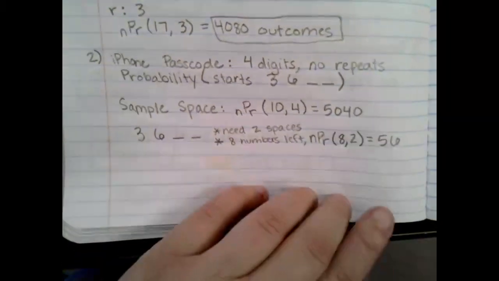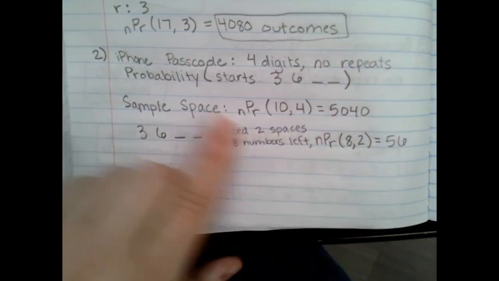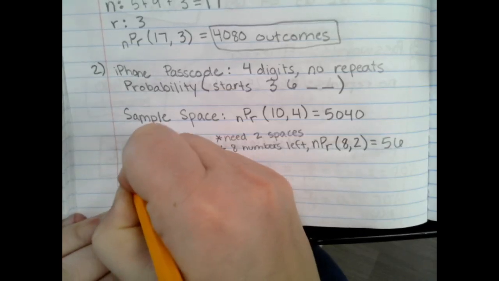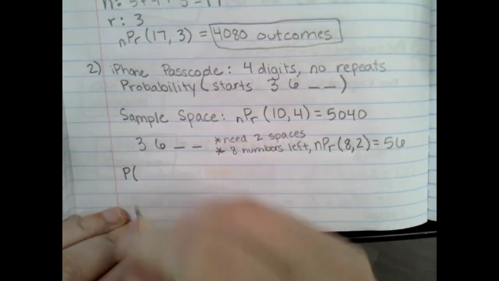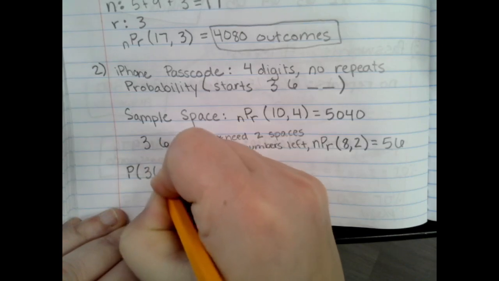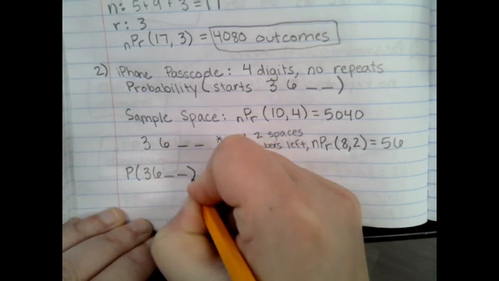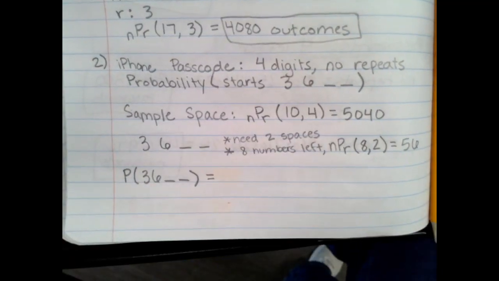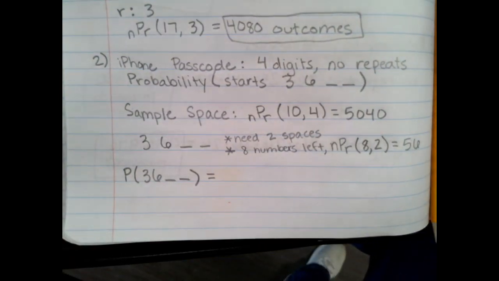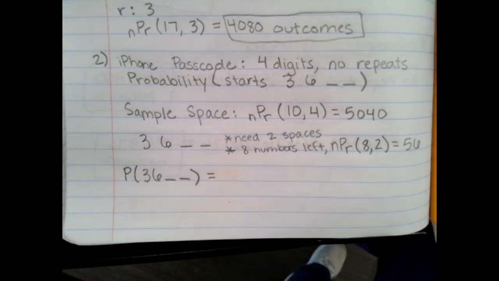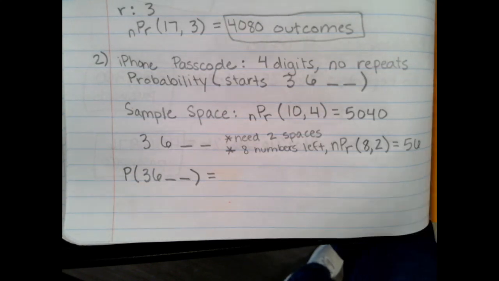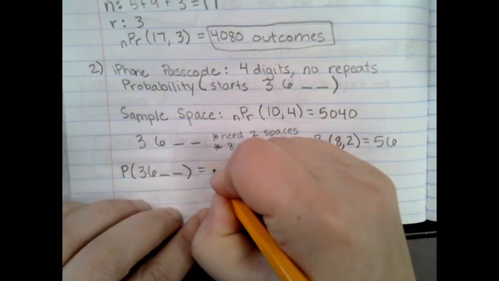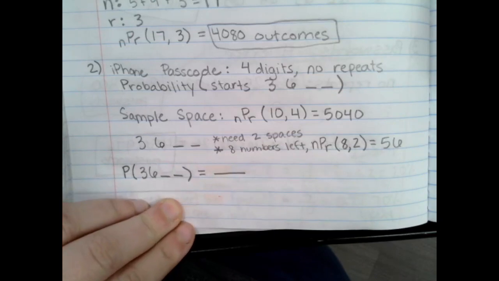So for our last step here, it wasn't asking how many outcomes, it was asking for our probability. So probability, we use just the capital P. So I want the probability that it goes 3, 6, something, something. If I randomly select a passcode, which no one ever does, we all use like dates and numbers that are important to us, right? But just pretend. I want to know what's the probability that it starts with a 3, 6, something, something. So how many passcodes start with 3, 6?